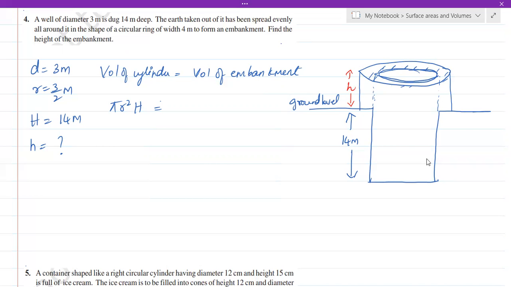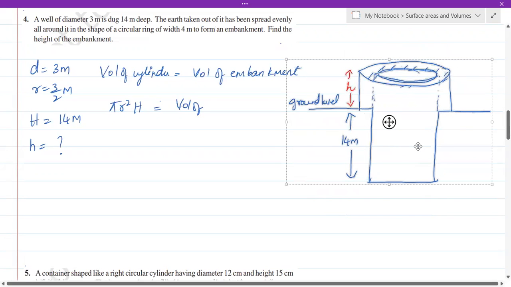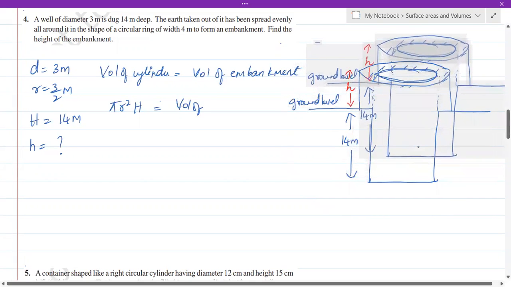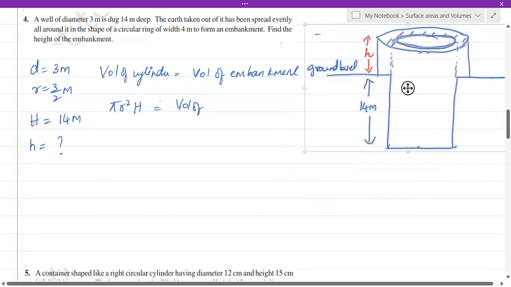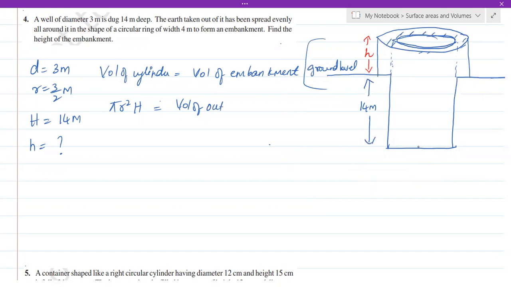So therefore, volume of embankment is actually the volume of the outer cylinder minus the volume of the inner cylinder. There are two cylindrical structures.